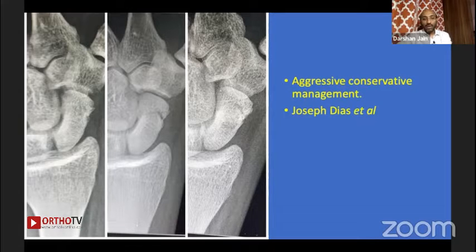Repeat the X-rays. If the patient is more doubtful and inquisitive to know more, there's no harm in doing an MRI straight away the first time when you have a doubt, because that shows the fracture line much better. So Joseph Diaz et al. is the one who propagated this aggressive conservative management. That means all undisplaced fractures, or a displacement of less than 1 millimeter, he suggested to manage conservatively with a cast and repeat X-ray after 6 weeks. Or if you have a doubt, you can even do a CT scan to confirm the union status.